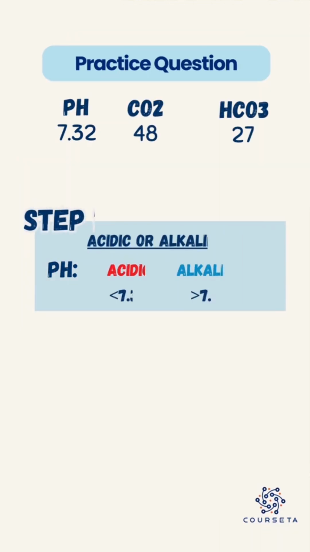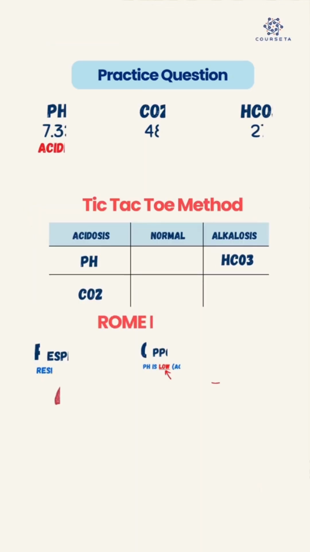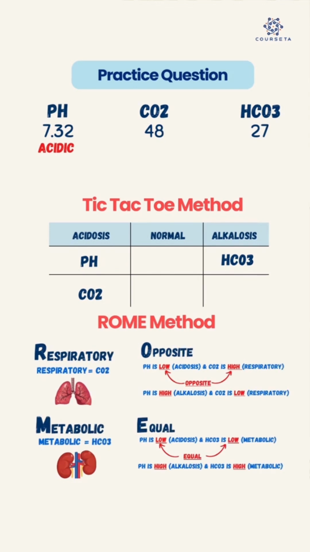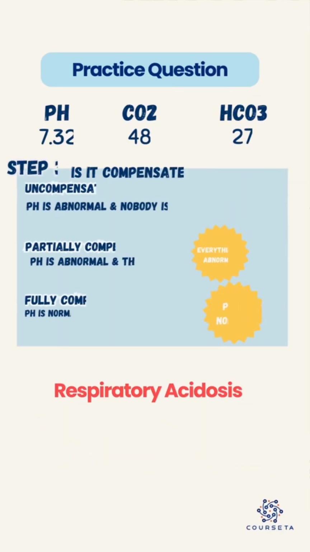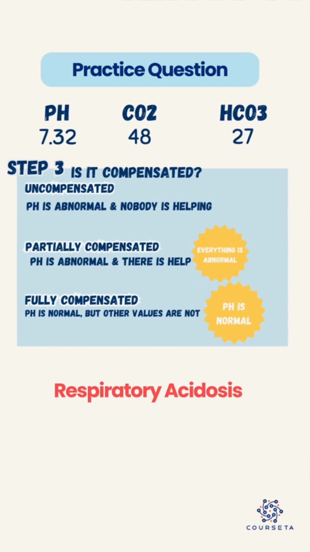All right, last question, guys, to test your knowledge. A pH is 7.32, a CO2 of 48, an HCO3 of 27. All right, step number 1, acidosis or alkalosis. It's below that 7.35, so it is acidosis. Okay, step number 2, is it respiratory or metabolic? Going through either step here using the tic-tac-toe or the row method, you're going to find out that it is respiratory acidosis. Okay, so now step number 3, uncompensated, partially compensated, or fully compensated.